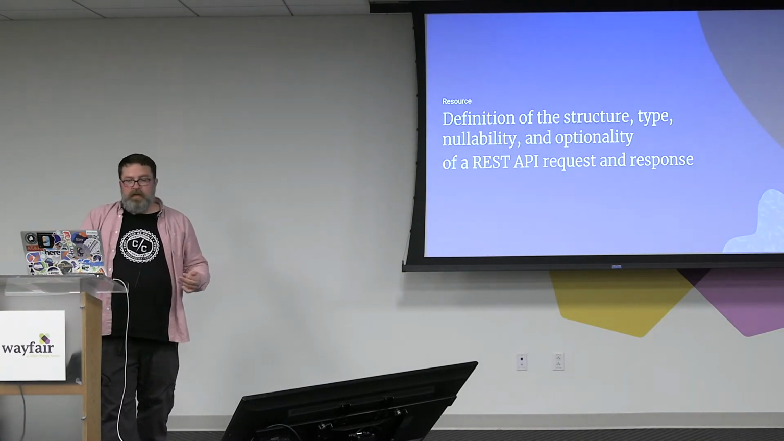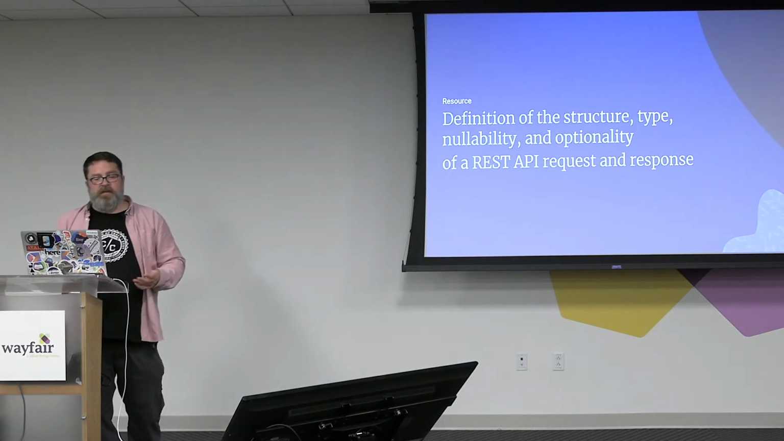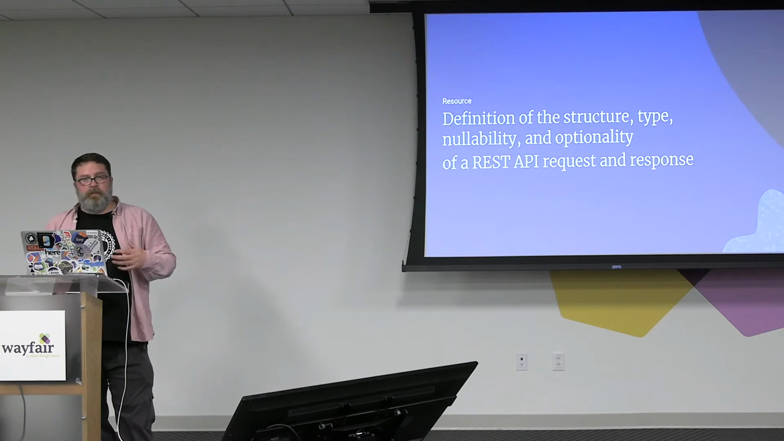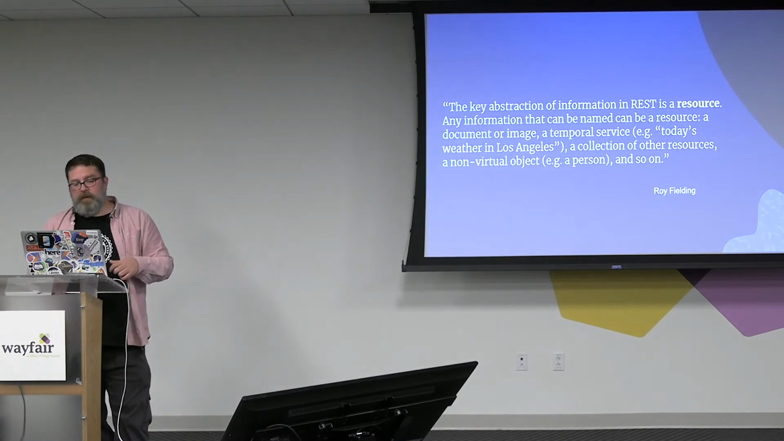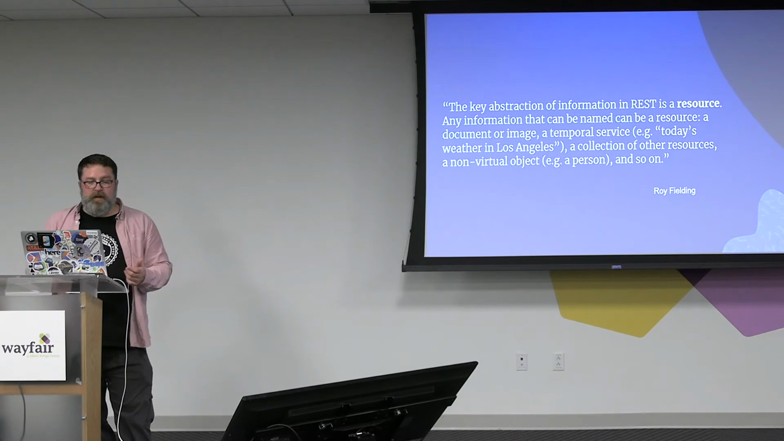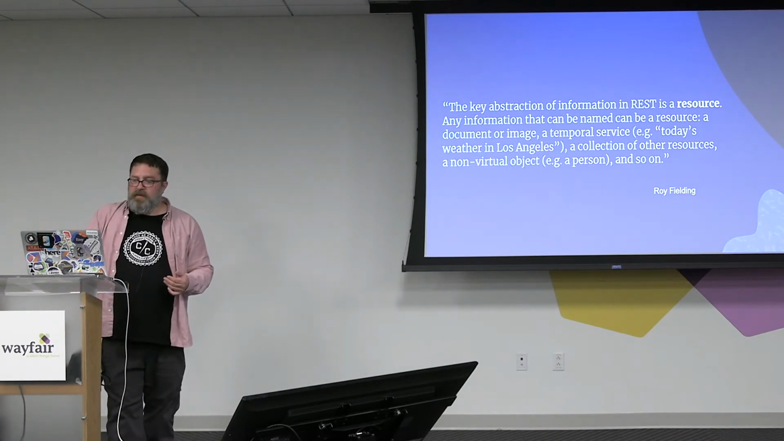As I mentioned earlier, it's the definition of the structure, the types, the nullability, and optionality of both what you get back in response and what you're sending to an API. That's a REST API. So the guy who basically invented REST described it as the key abstraction of information in REST: a resource.